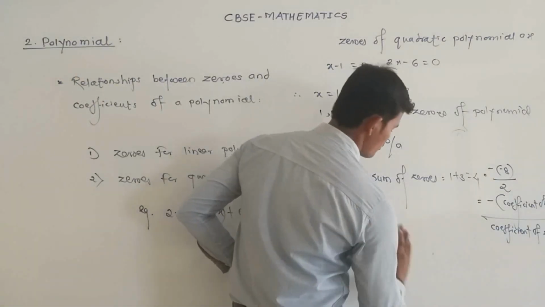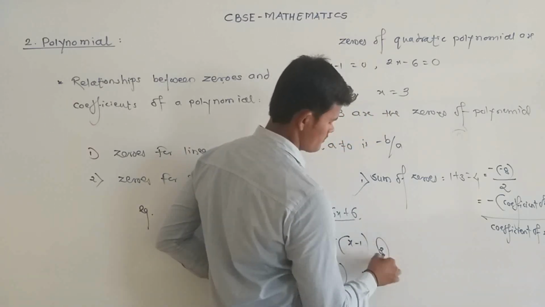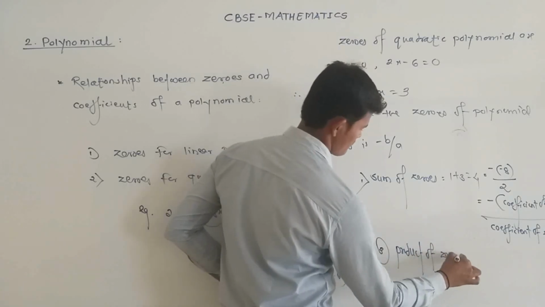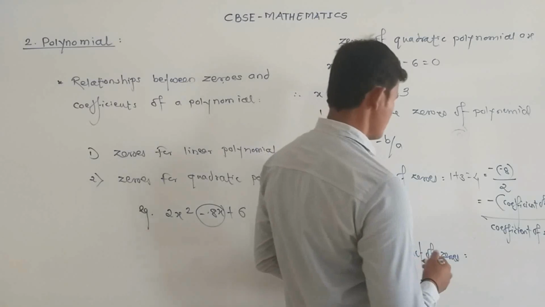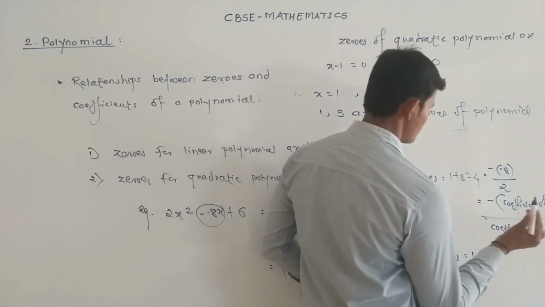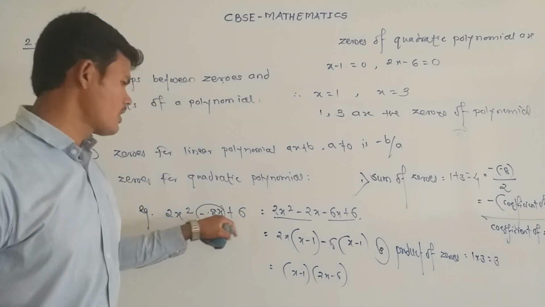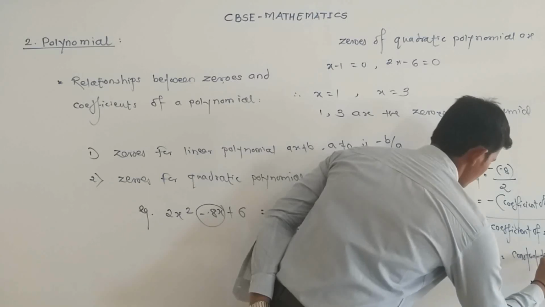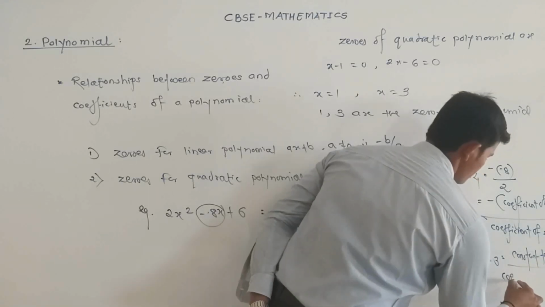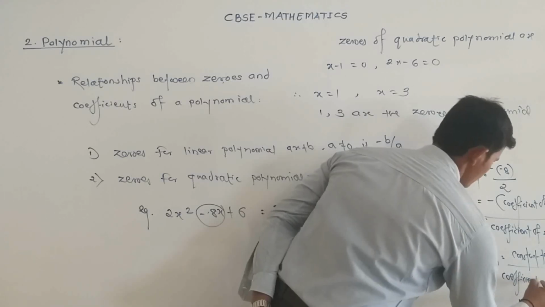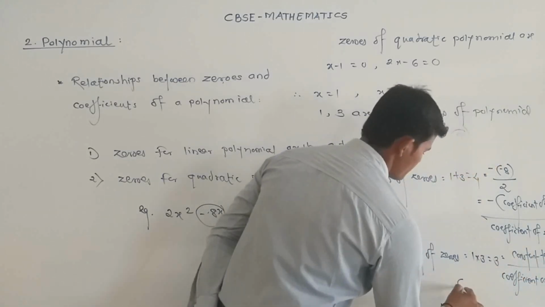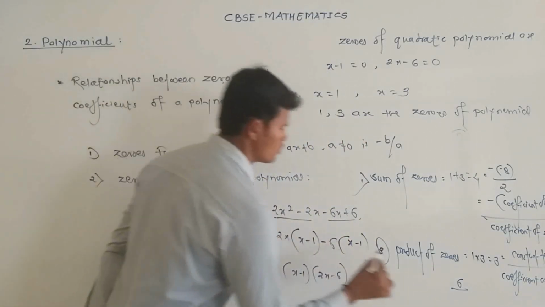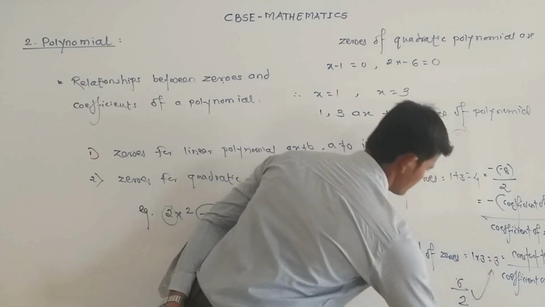And for the product of zeros, 1 multiplied by 3 is equal to 3. So for the product of zeros, the relation is the constant term divided by the coefficient of x square. Here the constant term is 6 and the coefficient of x square is nothing but 2. So 6 divided by 2 is nothing but 3.